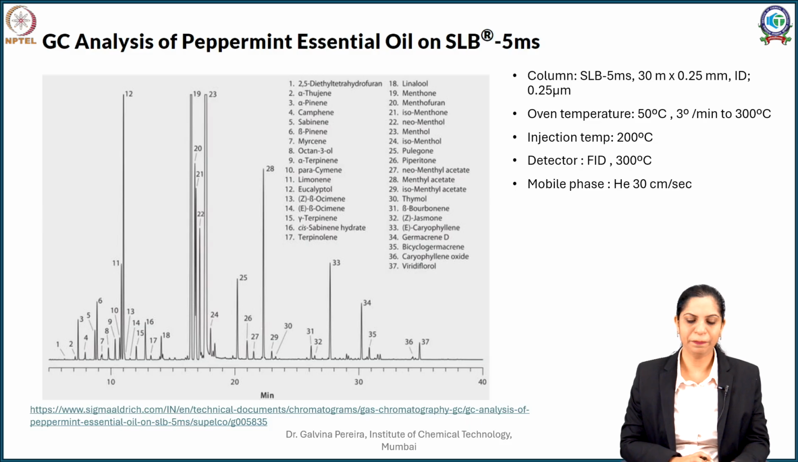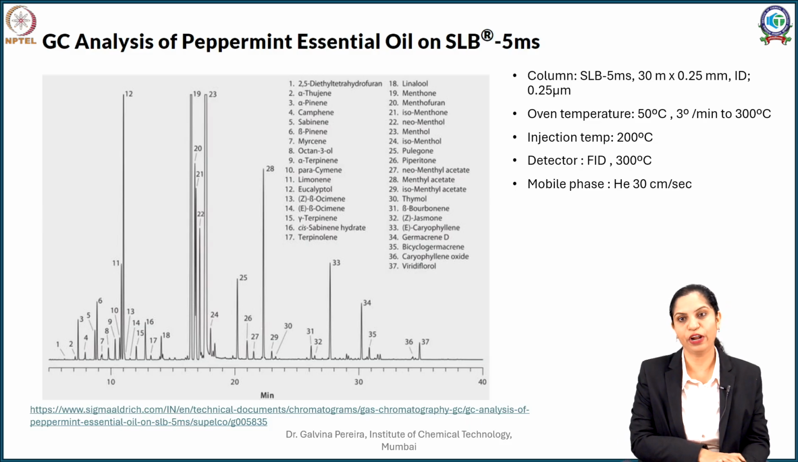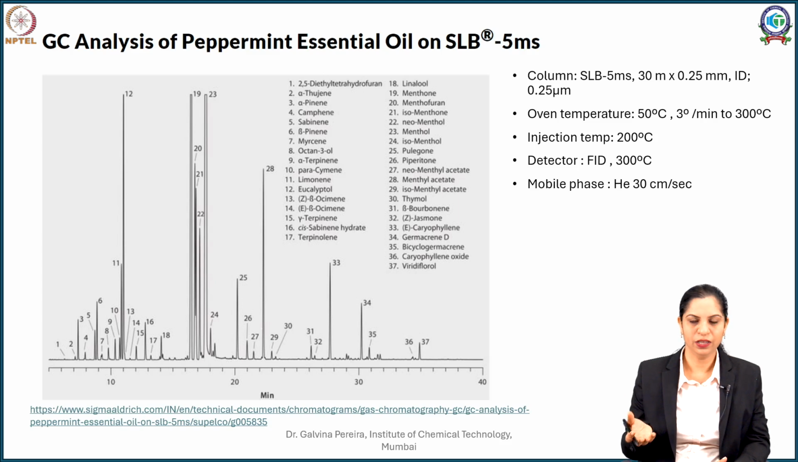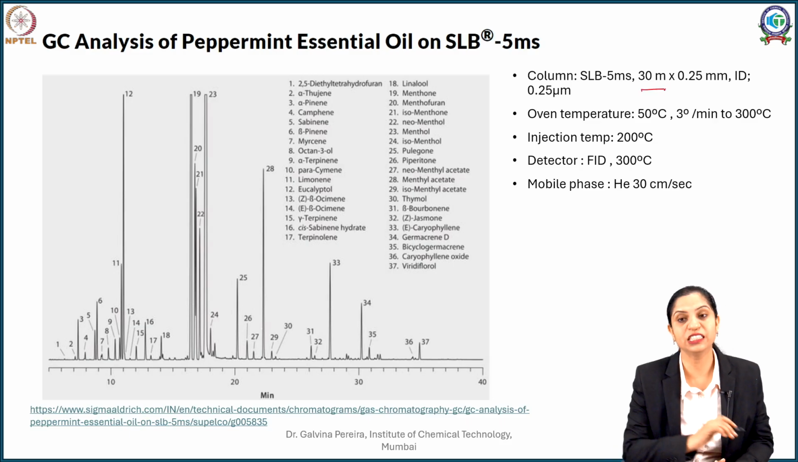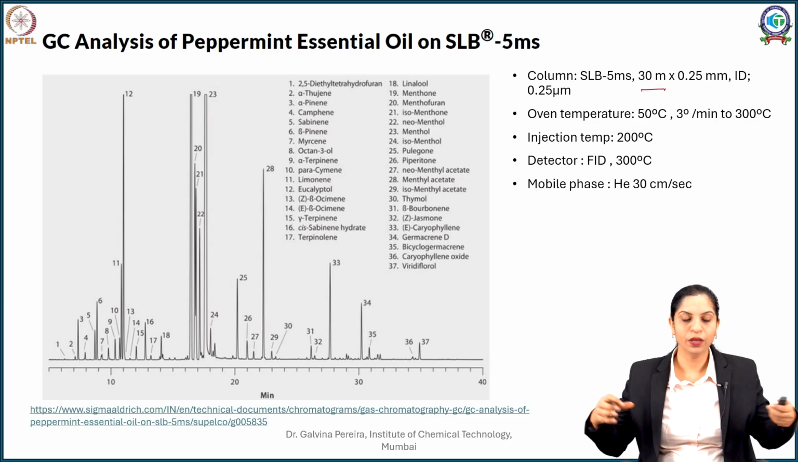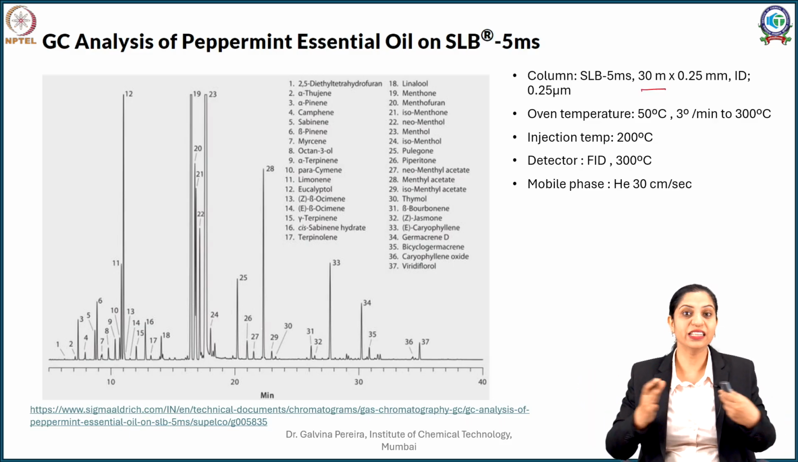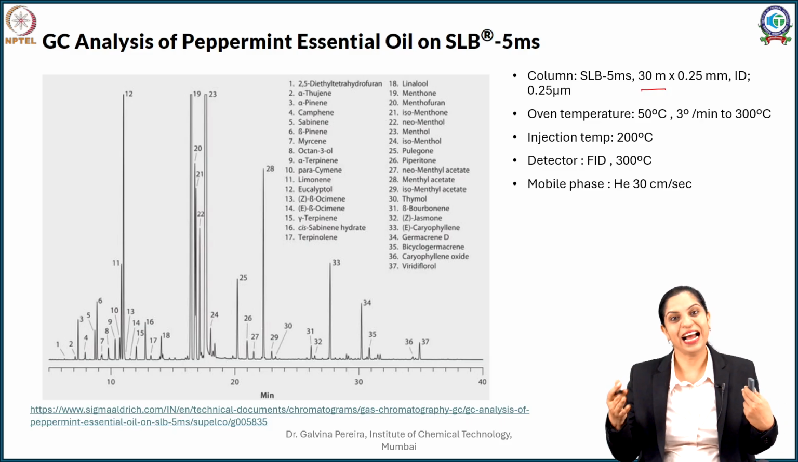Take for example, in this gas chromatographic method, they have used a phenyl based SLB column, which contains almost 5% phenyl substitution. The length of this GC column is generally more because the transfer and the separation to take place in gas liquid phase or in gas solid phase takes time.